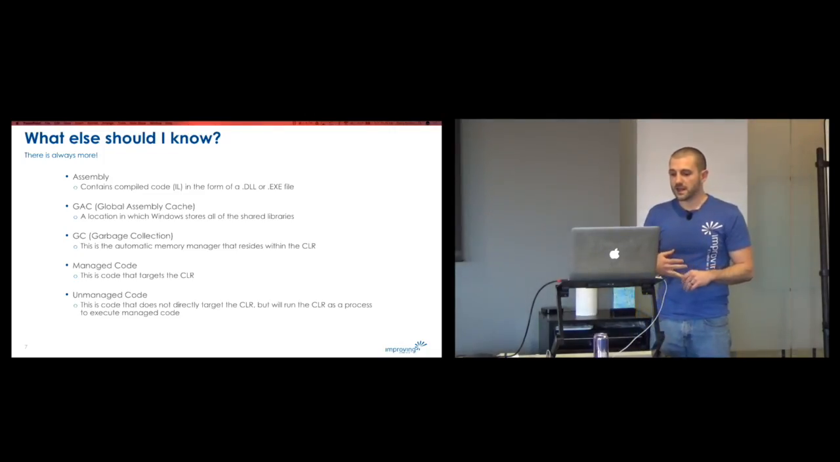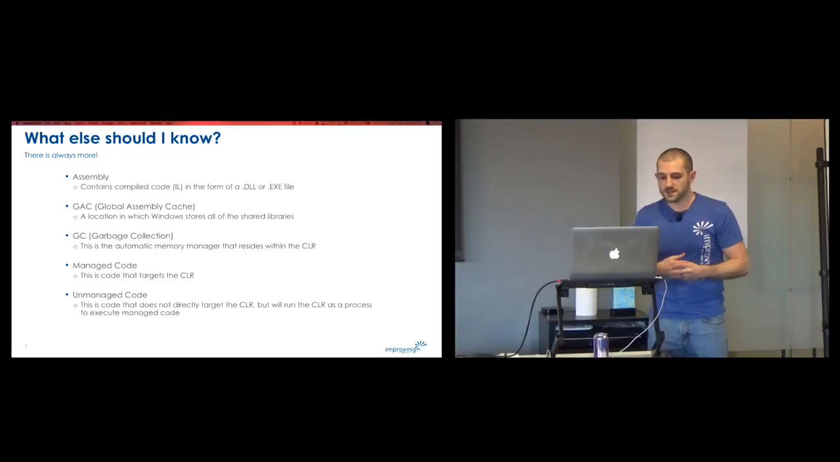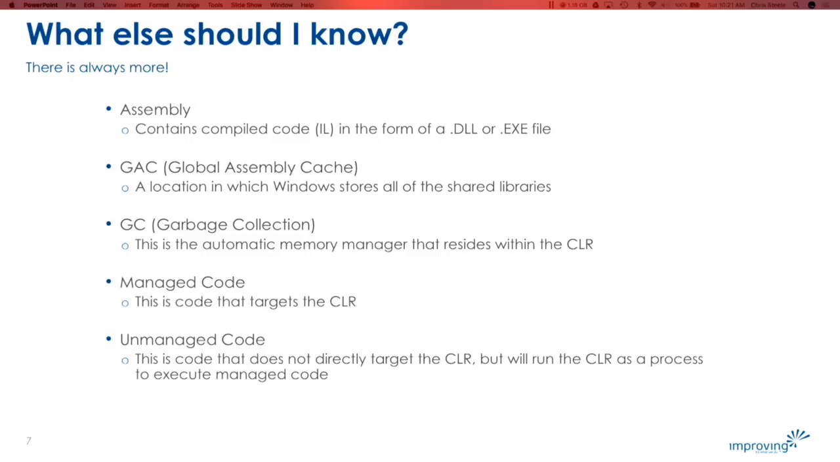The next thing that you should know is the global assembly cache. Essentially, this is all the shared libraries that Microsoft has provided for you to use while you're building applications. And it's located in a certain spot on Windows. We'll touch on the global assembly cache once we dive into Visual Studio.